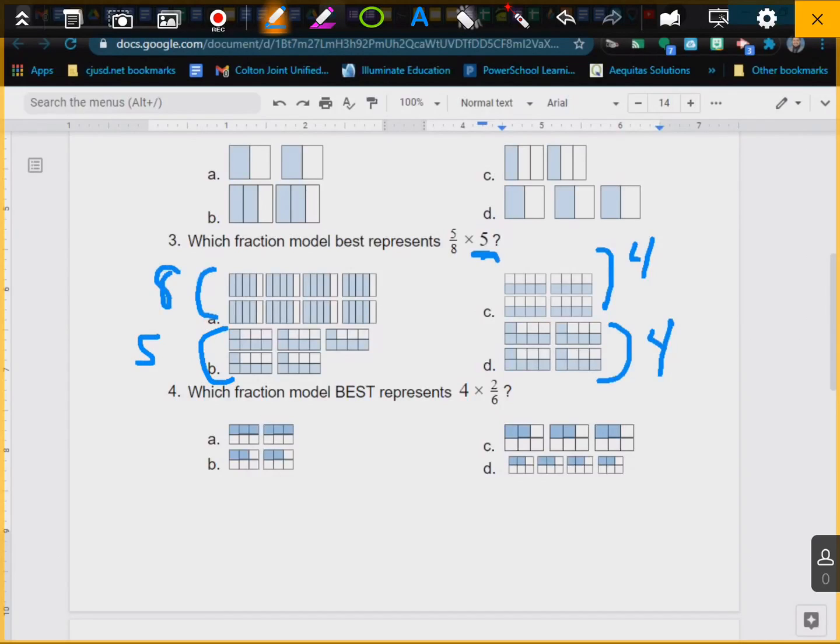And looking at the fraction here, 5/8, well, how many are in each box? 1, 2, 3, 4, 5, 6, 7, 8, right? I can't really click on that. My dots might not go in. 3, 4, 5, 6, 7, 8.